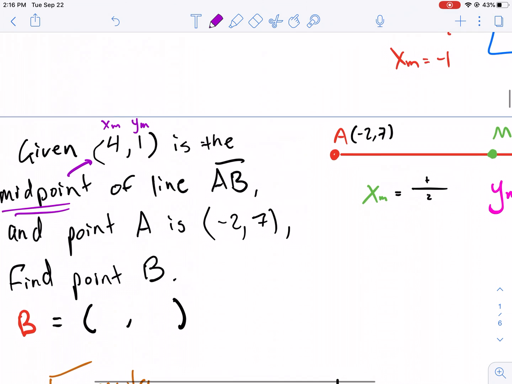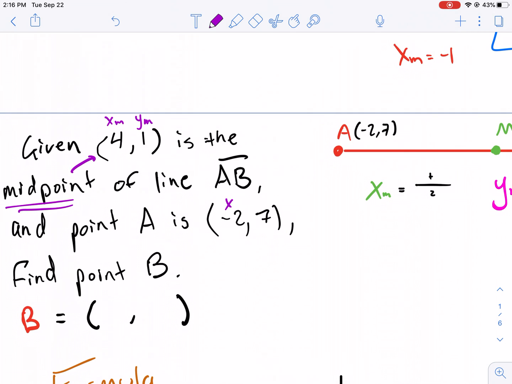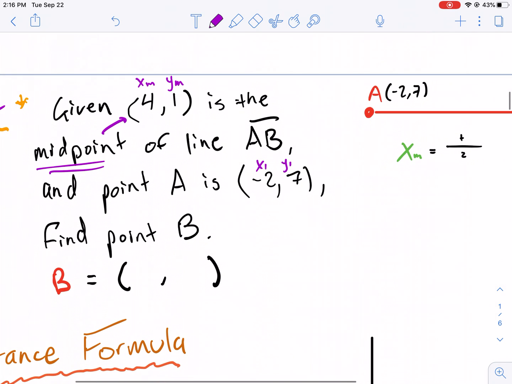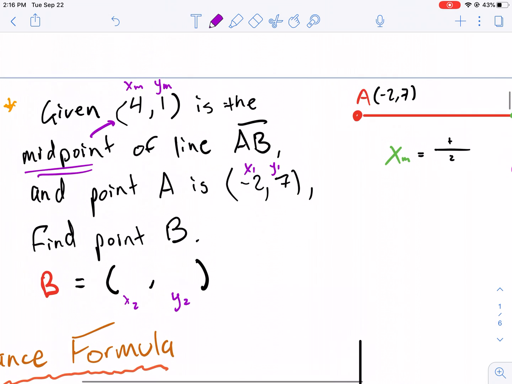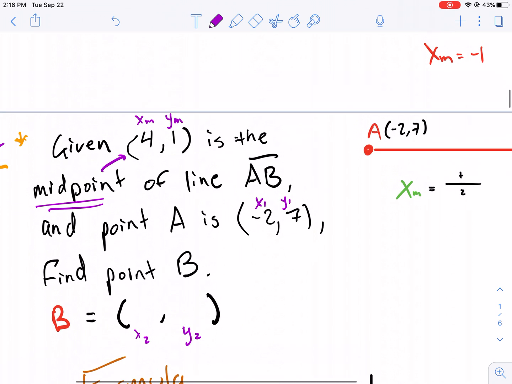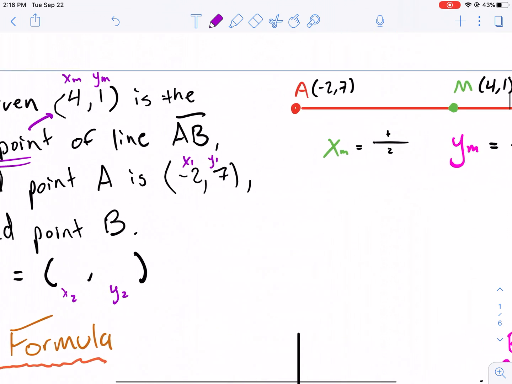Okay? Now, we can essentially just call A X1, Y1. That doesn't really matter there. And then if we call X1, Y1 for A, we need to call B X2, Y2. What you call A and B isn't too important. Just know that these are endpoints. If it has a 1 or a 2 next to it, it's an endpoint. So 1 or 2 is an endpoint. But if it has a midpoint, it's XM, YM.